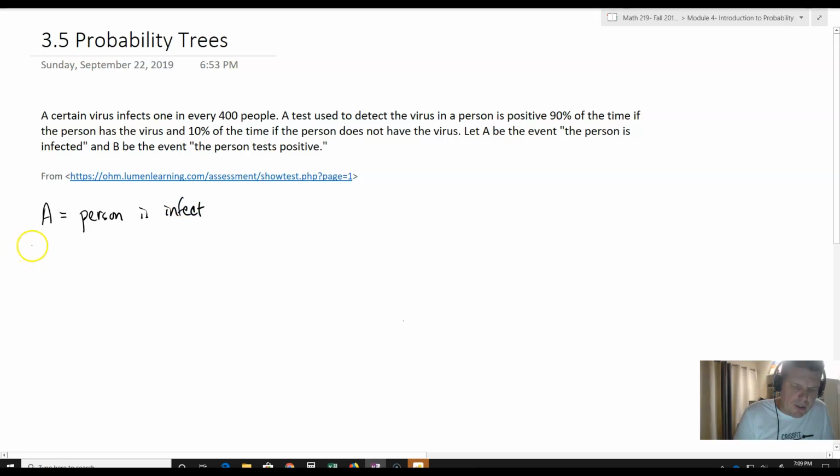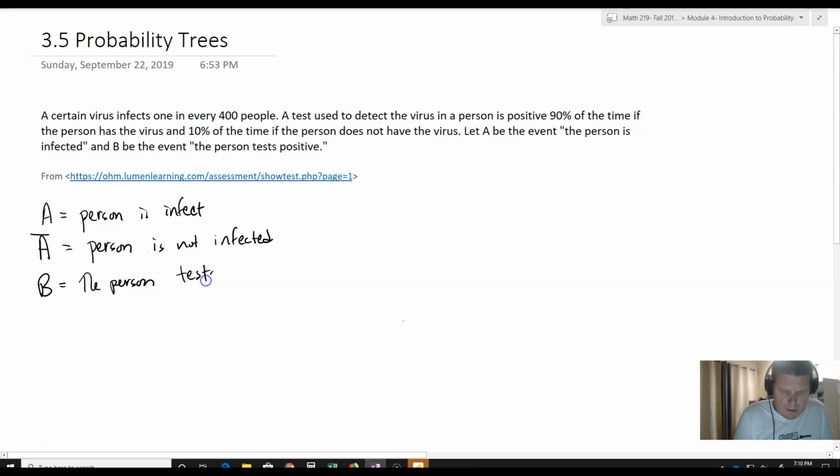And then I'm going to use the complement of A, the person is not infected. And then B is the person tests positive, and B complement is the person tests negative.